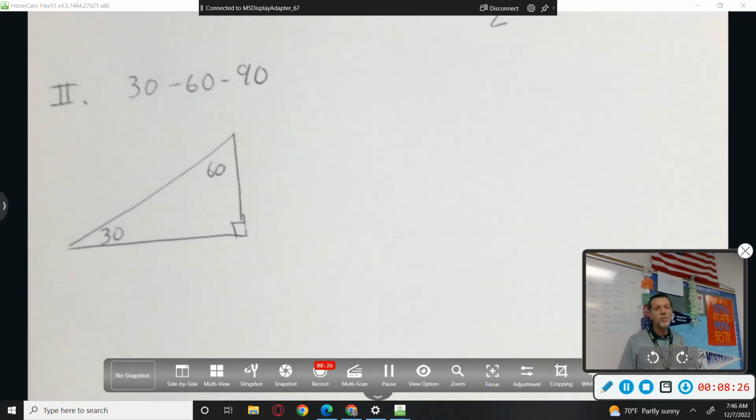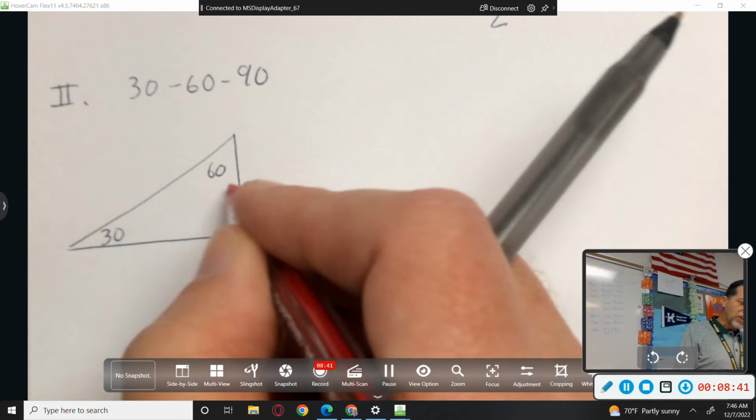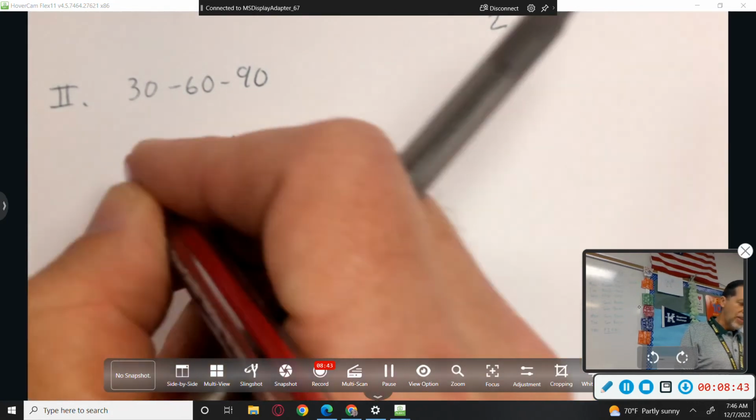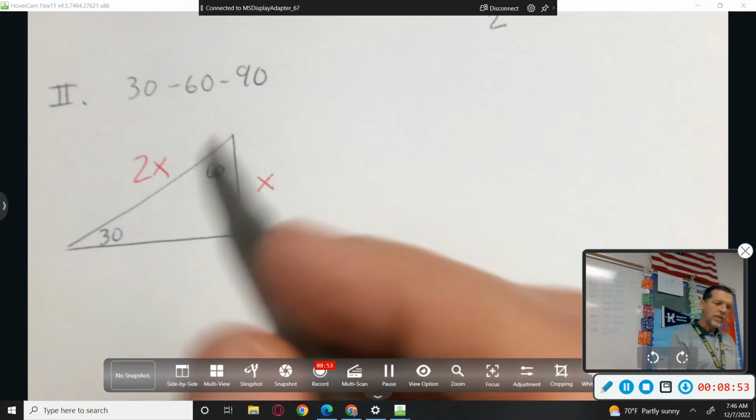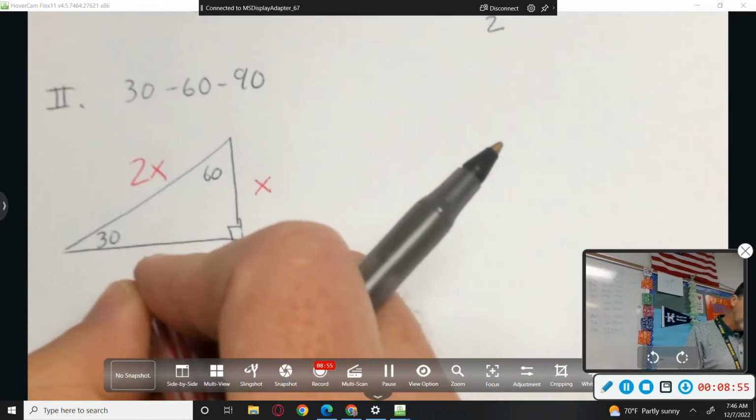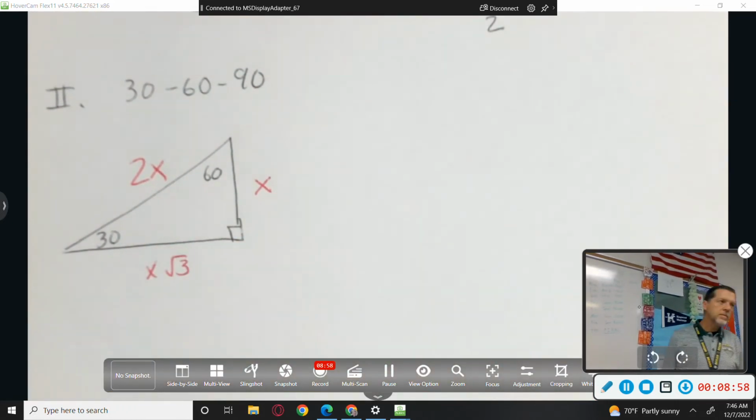Now, I'd be super impressed if somebody remembers the side lengths of the 30, 60, 90 right triangle. Okay, good. The hypotenuse doubles the shortest leg. So let's call the shortest leg x, and the hypotenuse is 2x. Absolutely, that is correct. And then there is some weird root number. It's the square root of 3, and so it's x square root of 3. I'm impressed. I am.